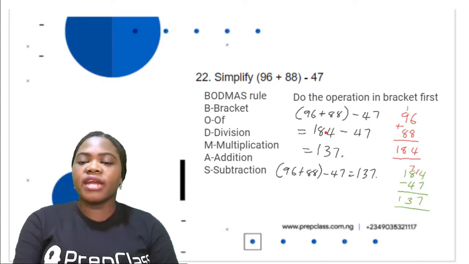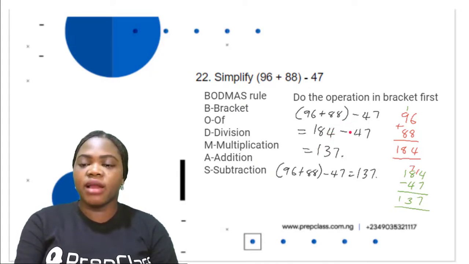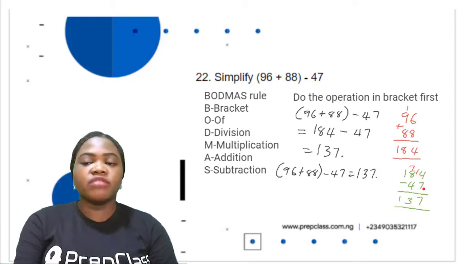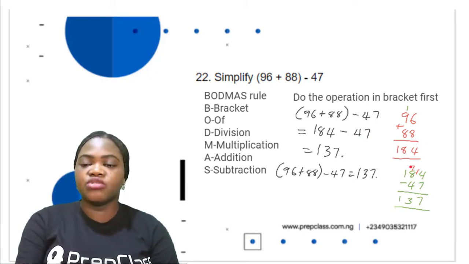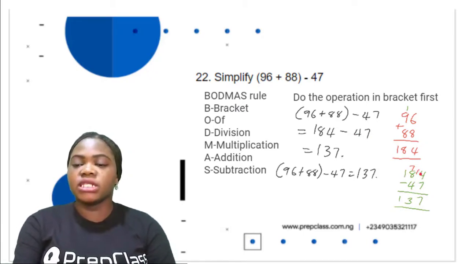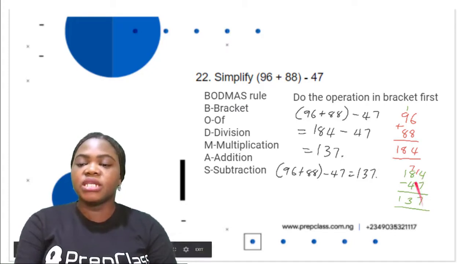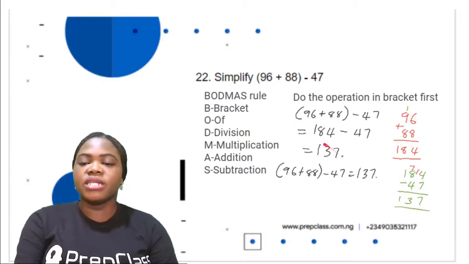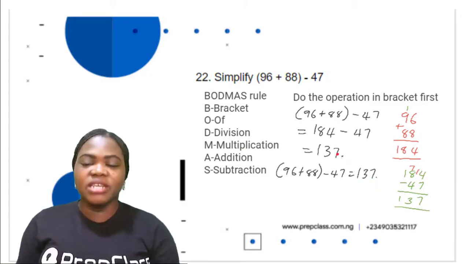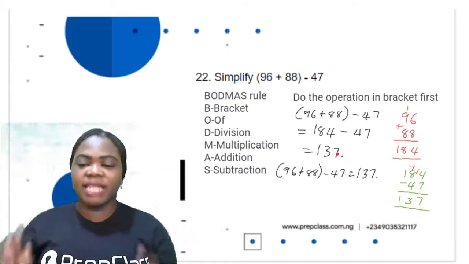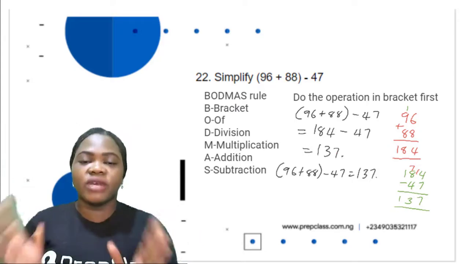So now 184 minus 47. Let's do that here. 4 minus 7 is not possible, so we get 1 from 8. It remains 7, and then this becomes 14. 14 minus 7 is 7. 7 minus 4 is 3. 1 minus nothing is 1. So the answer is 137. So 96 plus 88 in brackets minus 47 is 137.